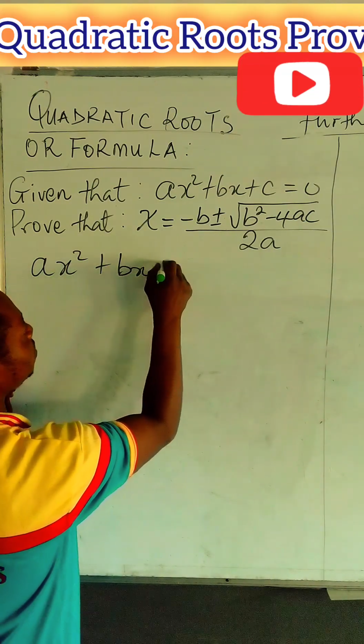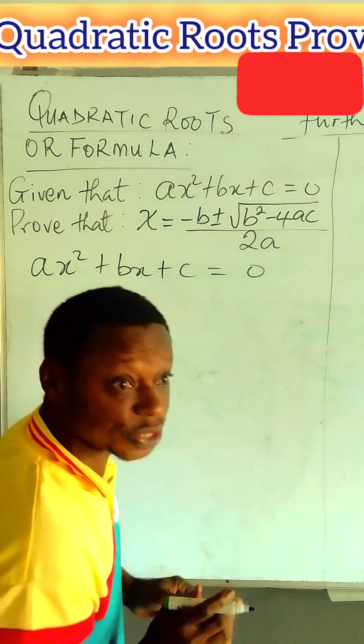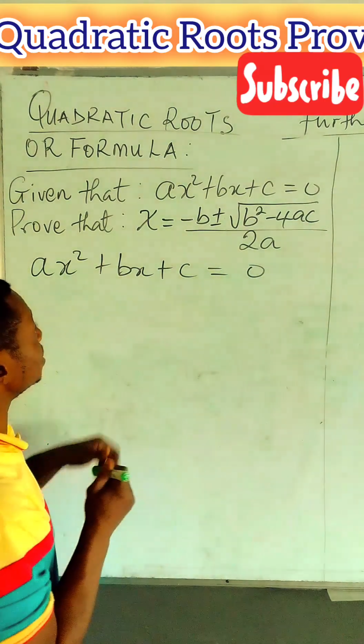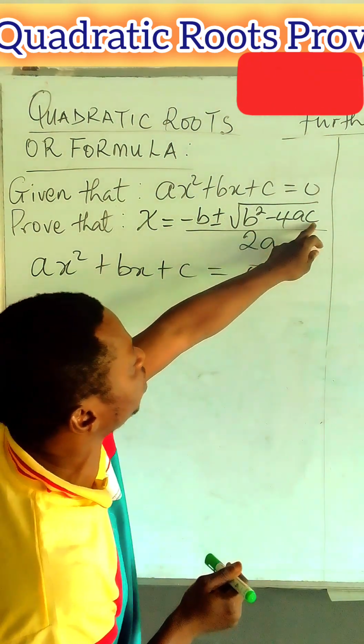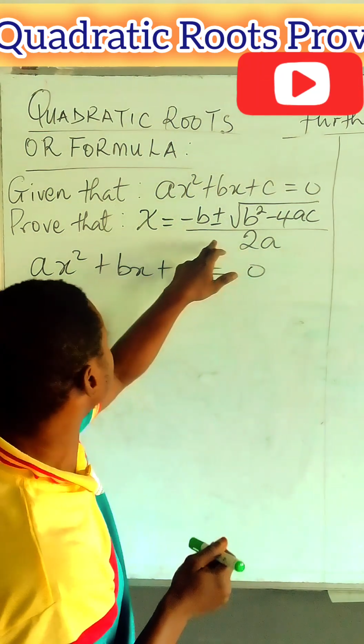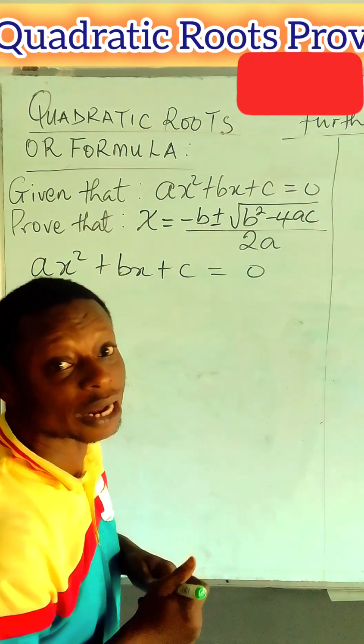ax squared plus bx plus c equals 0. That is the general form of a quadratic equation. We want to prove that x equals minus b plus or minus root of b squared minus 4ac over 2a, which is referred to as the roots of a quadratic equation, or the quadratic formula.